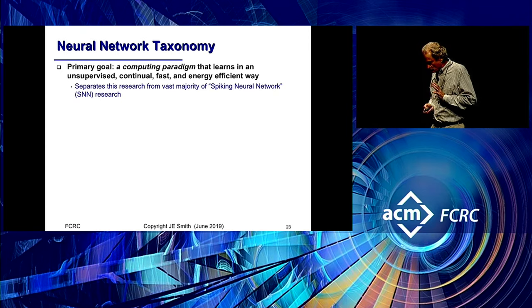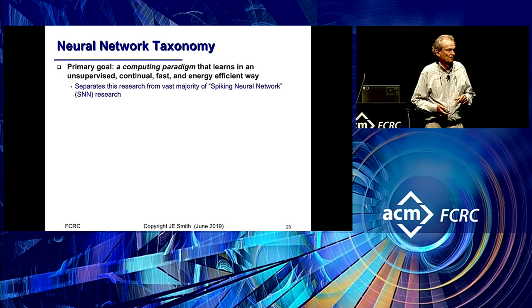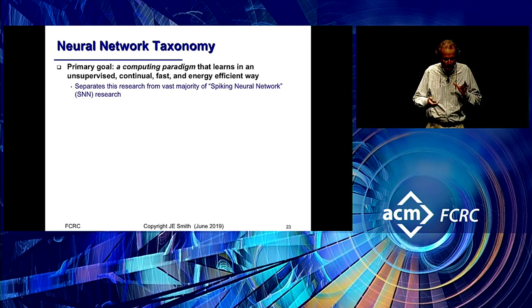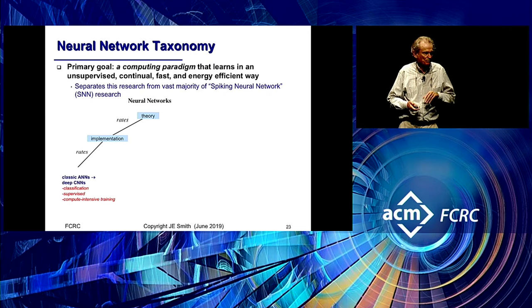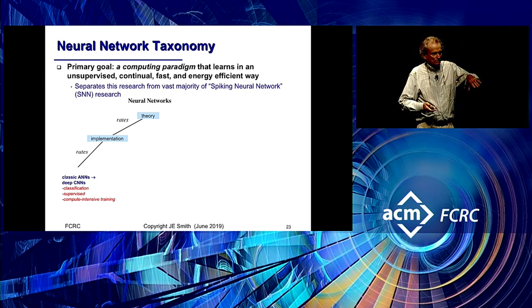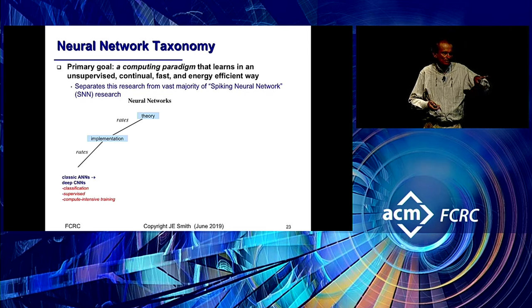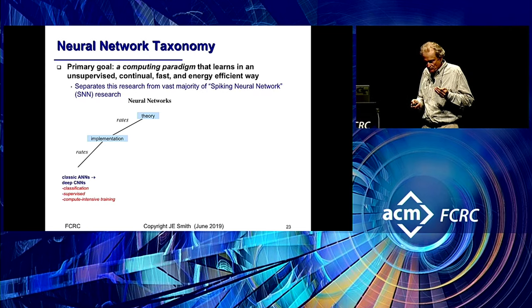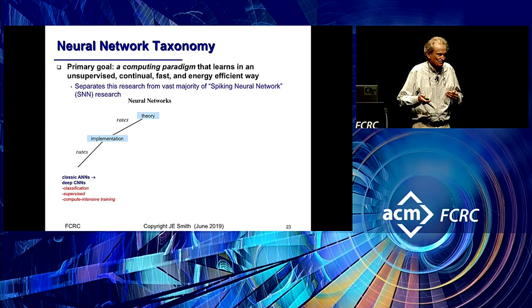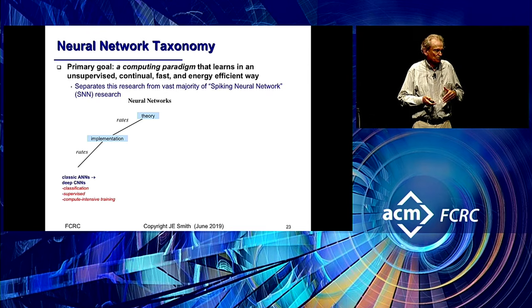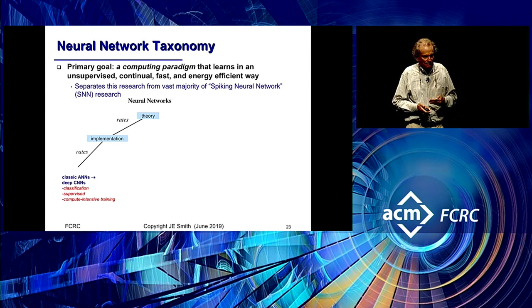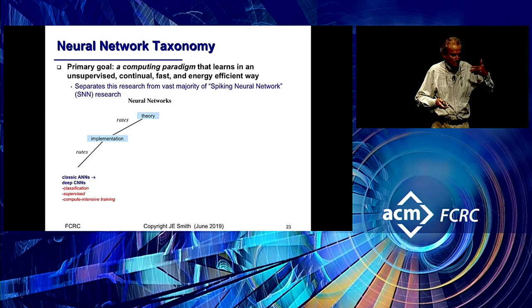Now, this is a form of spiking neural network. But I want to show how this temporal neural network separates itself from other proposed spiking neural networks. And so I have a neural network taxonomy. The taxonomy is based on theory and implementation. The classical neural networks, at least originally, were based on rates. The values that are communicated have the same mathematical properties of rates. So classic neural networks, all the way to deep convolutional neural networks: rate theory, rate implementation. If I were to characterize those with three keywords: classification, supervised, compute intensive.